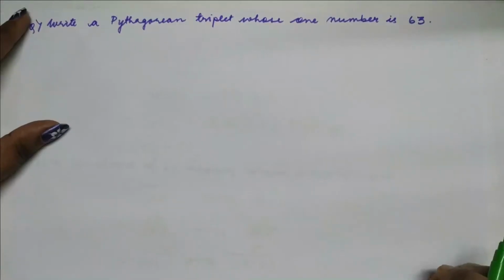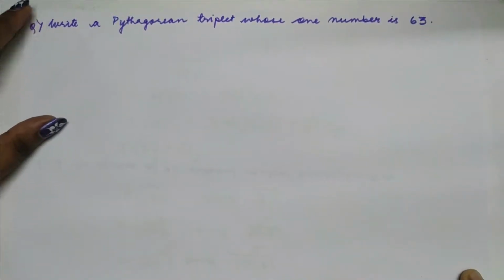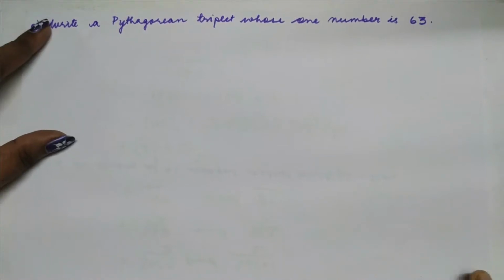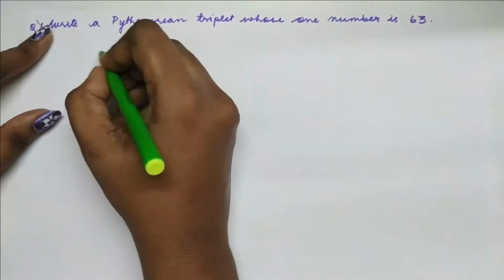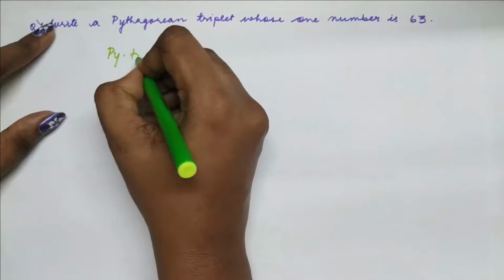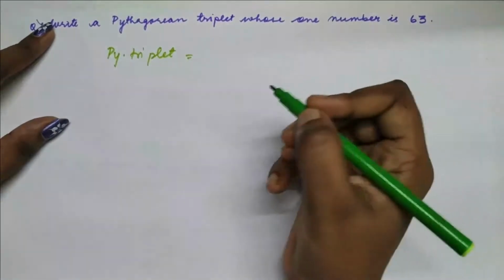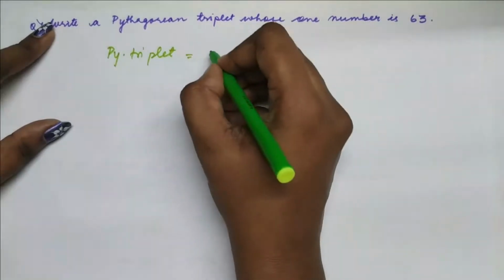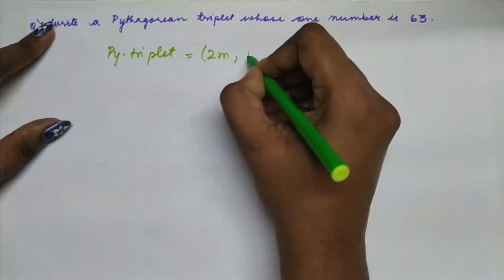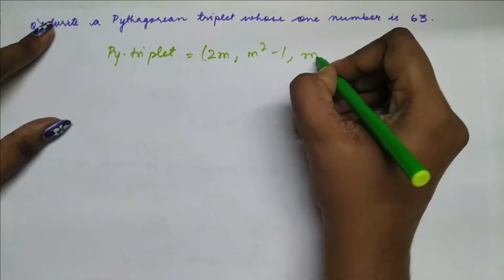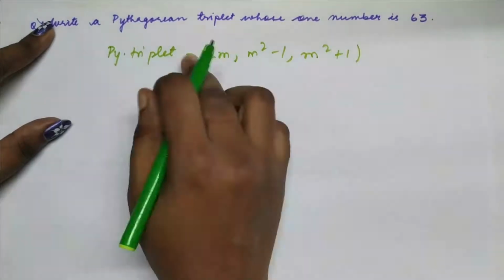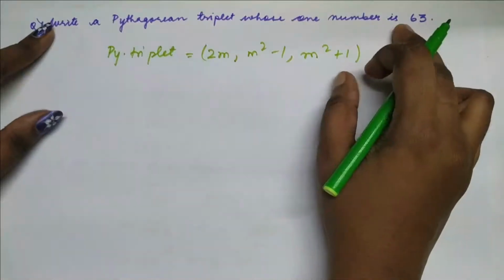The next question is, write a Pythagorean triplet whose one number is 63. So you know that the Pythagorean triplets are the numbers where m square plus n square equal to p square. And how we can get the three numbers? 2m, m square minus 1 and m square plus 1. So out of these here, it is not telling me which one it is.